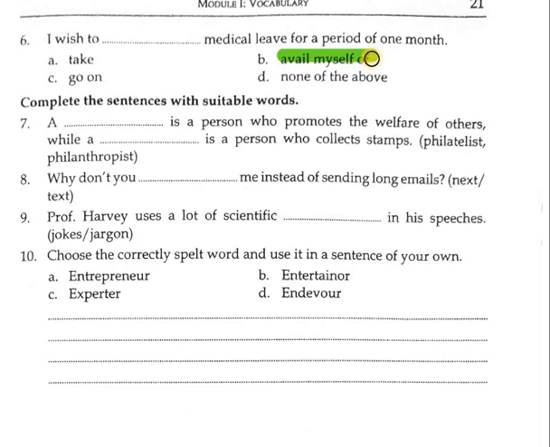Even when you are writing a leave letter, you need to write like this: I wish to avail myself medical leave for a period of 1 month. I wish to avail myself medical leave for a period of 1 month. Okay, so that is the right formal expression.